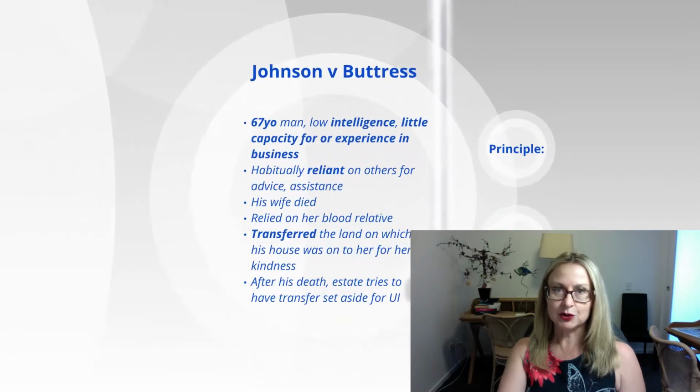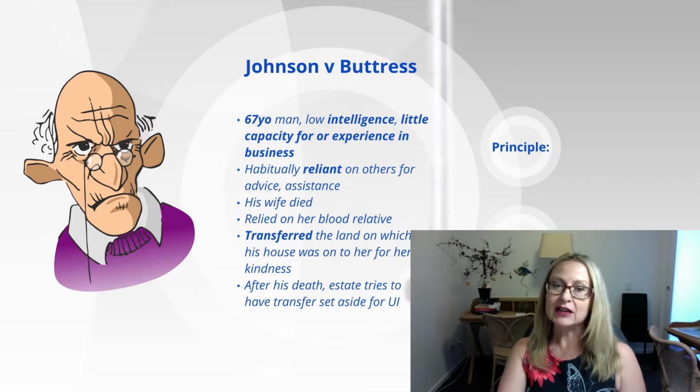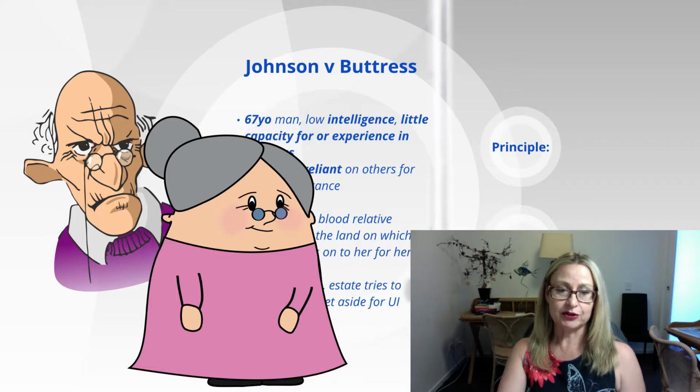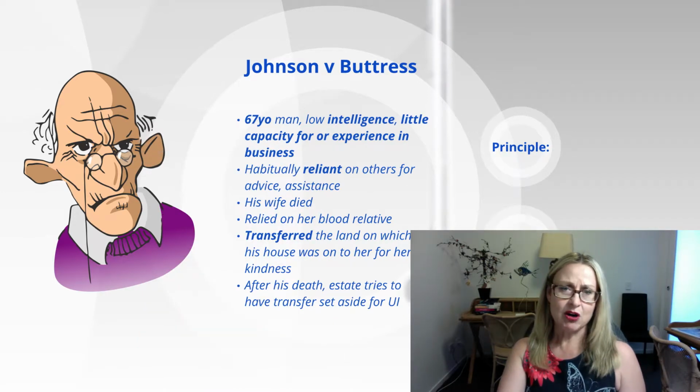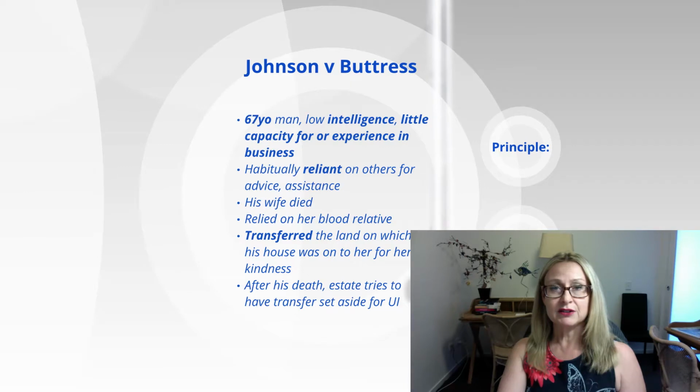The main case that you'll look at here is Johnson and Buttress, and here we have a 67-year-old man, low intelligence, little capacity for experience in business, reliant on others. His wife dies, and then her blood relation takes over in looking after the donor in this particular case. He thinks that she's been very kind to him and transfers the land on which his house stood. After he died, then his estate, not surprisingly, sought to have that transaction set aside for undue influence.